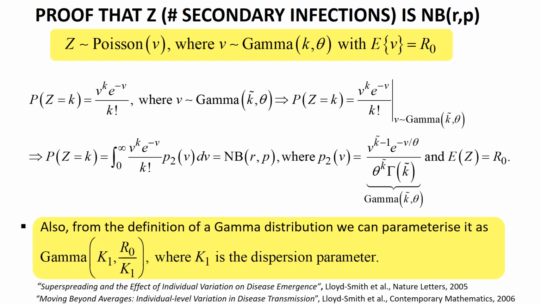Just to note, we can also parameterize the gamma distribution in terms of its mean value, R0, and the dispersion parameter. So that's often used as well. So I've included that.